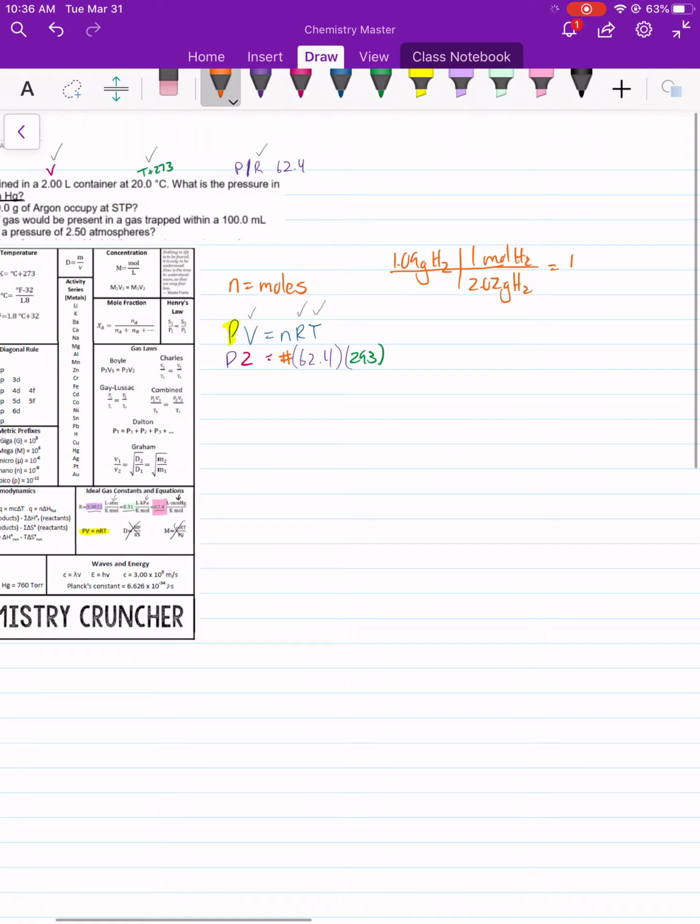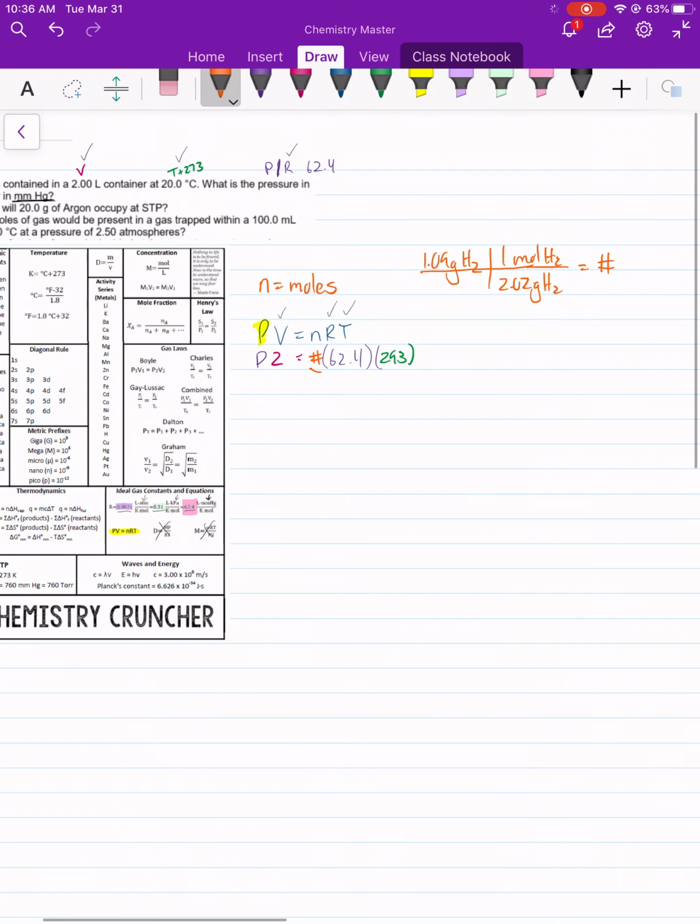So whatever number you got here, that would go here. All right. So this is also being multiplied. So to solve for P, we would take all of these numbers and divide it by 2. Because we're going to divide by 2 on this side to cancel it out. So P is equal to all of these numbers divided by 2.